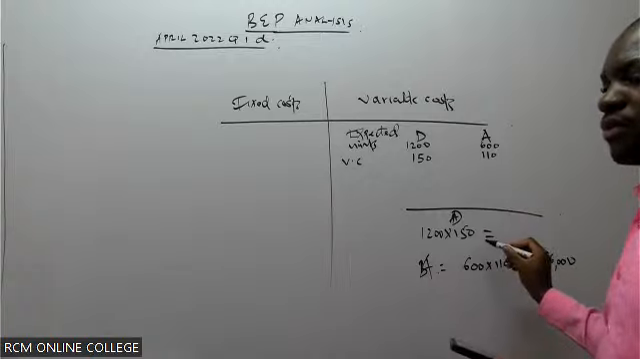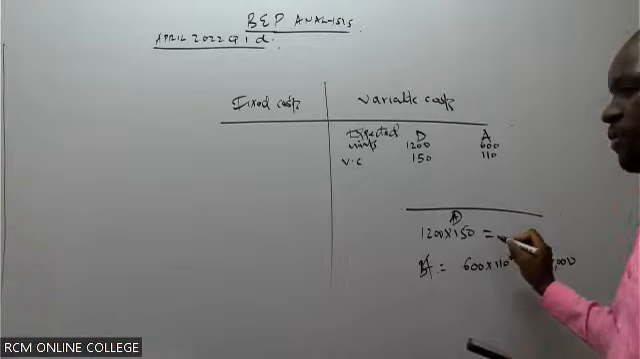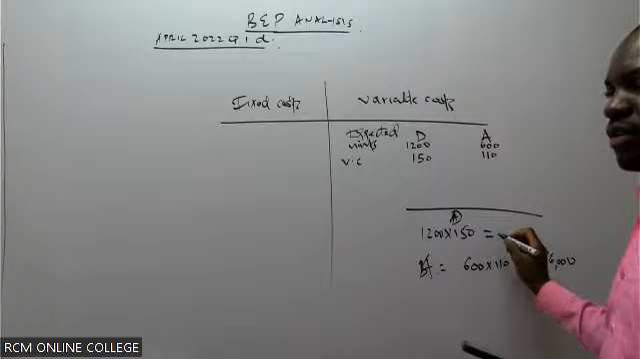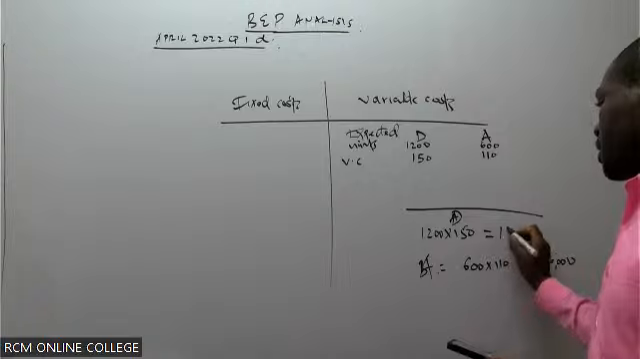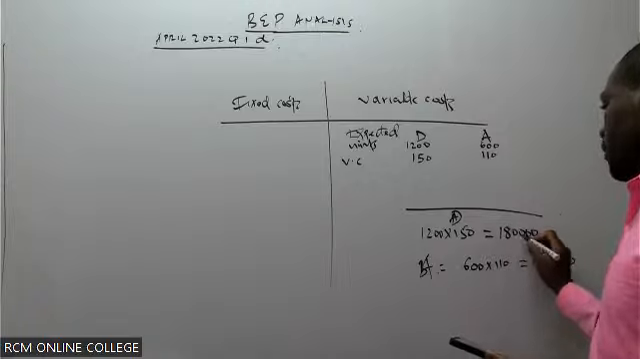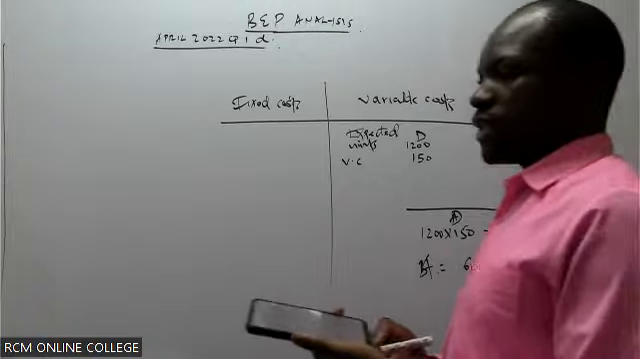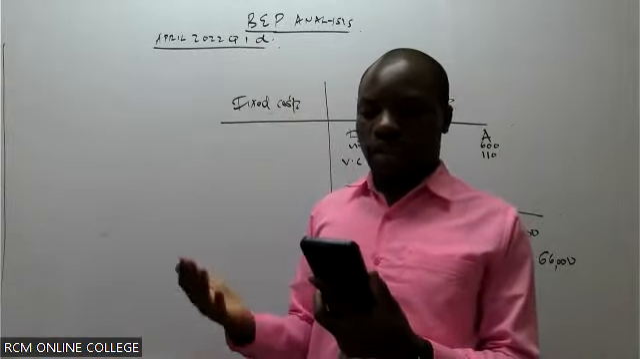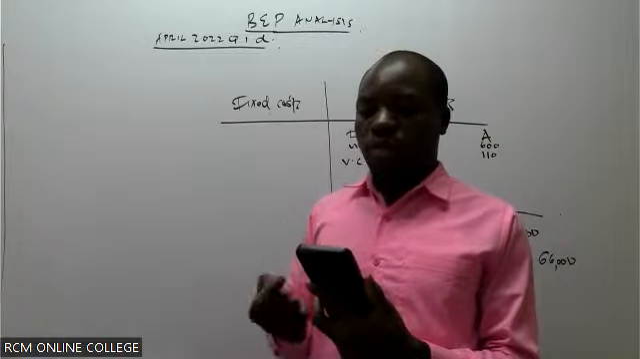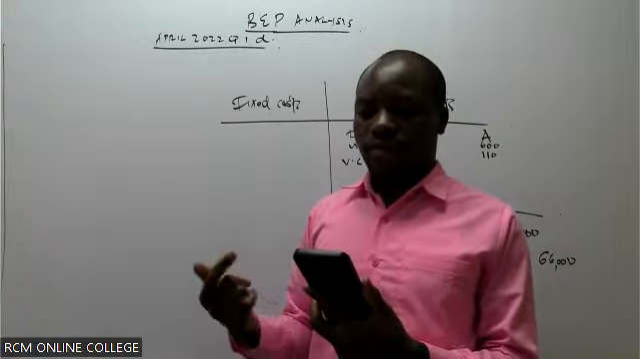How about this? For A, we should be having a figure of 1,200, that is 180,000. So if you look at the question there, the statement given, you're able to see where we are getting the total variable cost from, that is 180,000. You're able to see where you're getting 66,000 from.